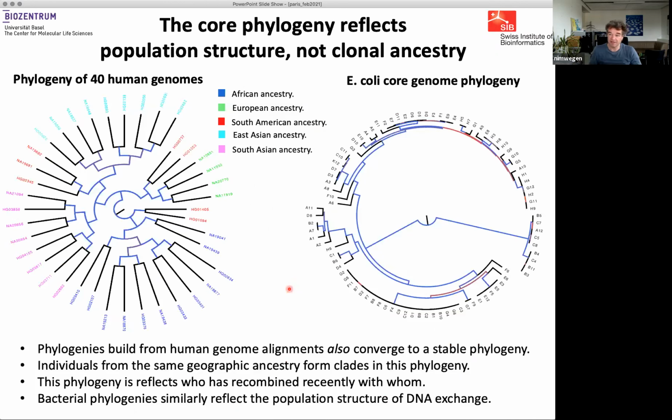All right, the final thing I wanted to say is that we now think we understand the solution to this puzzle. And the solution to this puzzle is that no, the phylogeny that you converge to if you take many alignment blocks is not the clonal tree, but it reflects this complex population structure of the statistics of which lineages are exchanging DNA with which other ones.